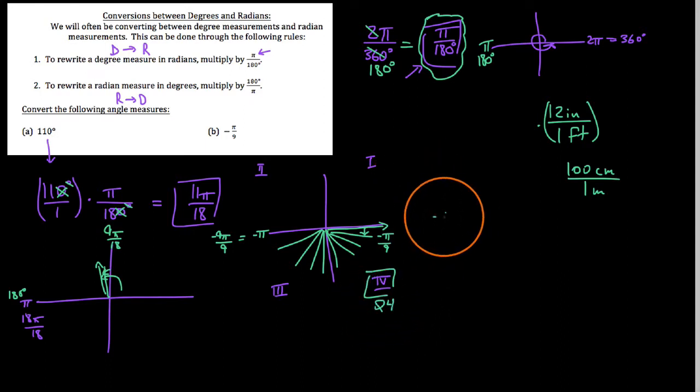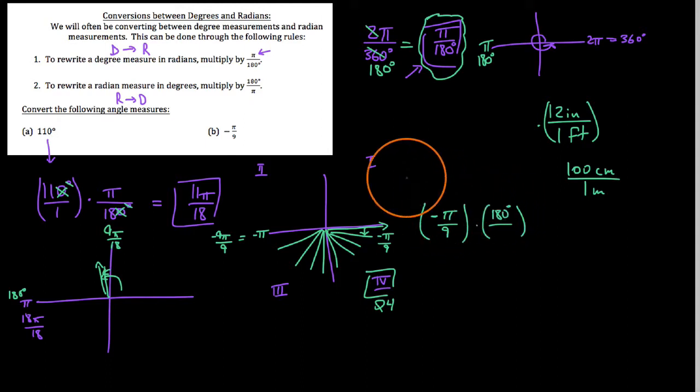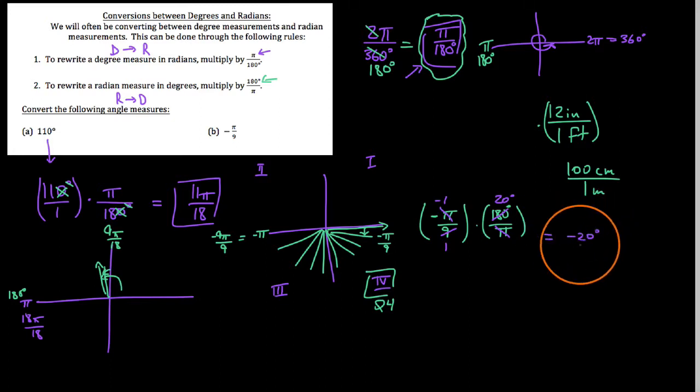When we take this negative pi ninths times either 180 degrees over pi or pi over 180 degrees, we assess which one would get rid of our pi, get rid of the radians, and take me into degrees. I always remember this: if you want to go into degrees, put the degrees number on top. We multiply by this, and instantly our pi's kick out. 9 and 180 share a common factor of 9. So we get negative 1 times a positive 20, which is negative 20 degrees over 1, so negative 20 degrees.